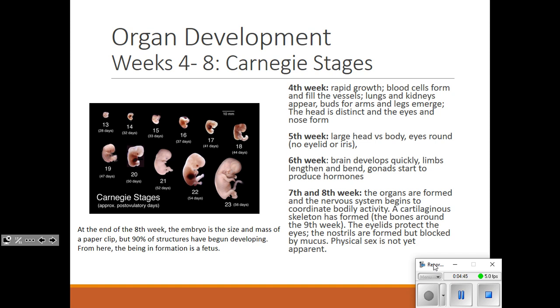Over the next 4 weeks, organ development starts to occur. None of the organs are going to be finished at this point, but this is when things get started. So this picture that I have here for you represents some of the Carnegie stages.